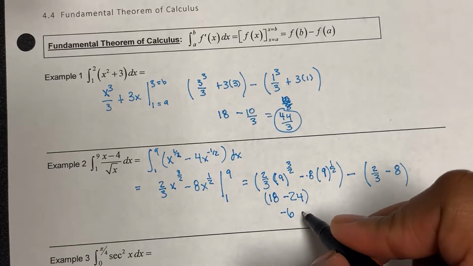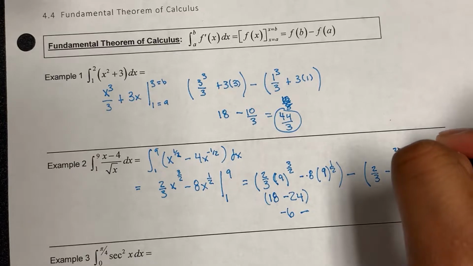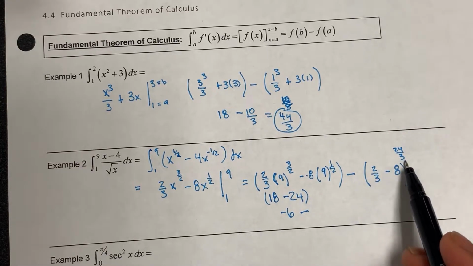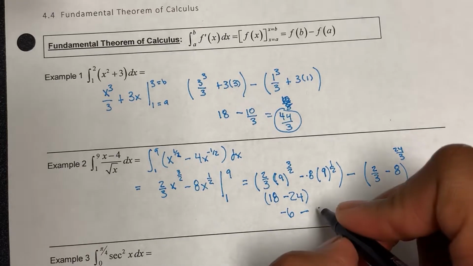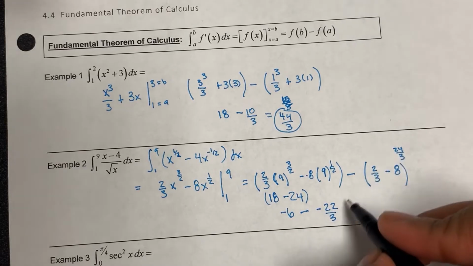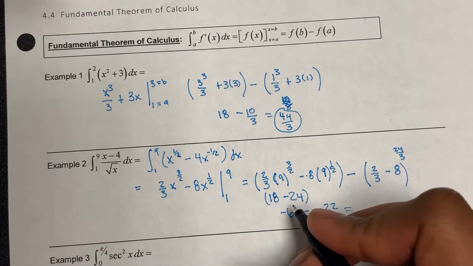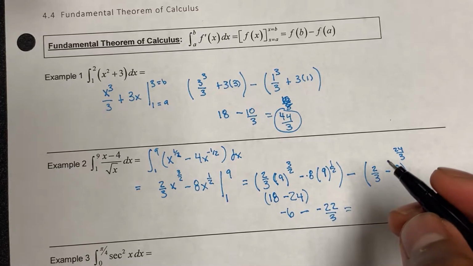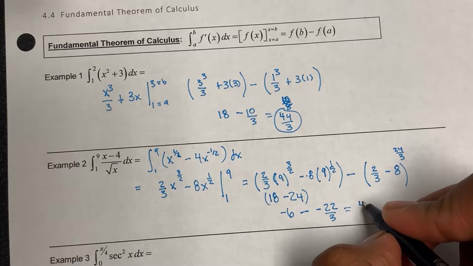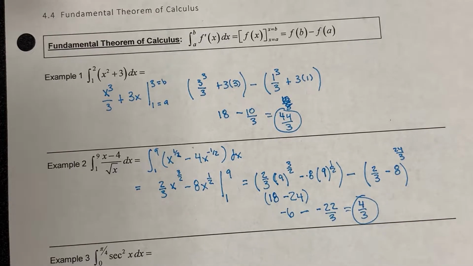So we have negative 6 minus 8 is the same as 24 thirds. So 2 thirds minus 24 thirds, which negative 6 is negative 18 thirds. So negative 18 thirds plus 22 thirds gives us a result of 4 thirds.